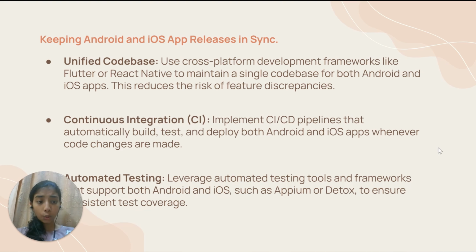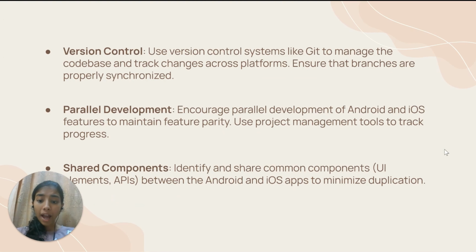Best practices include version control, parallel development, code reviews, shared design system, and comprehensive documentation. Each step is crucial to minimize disparities between platform-specific code bases, ensure feature consistency, and deliver a synchronized high-quality app experience on both Android and iOS platforms. Importantly, this approach reduces development time and resources while enhancing the overall quality and user satisfaction of the mobile app.